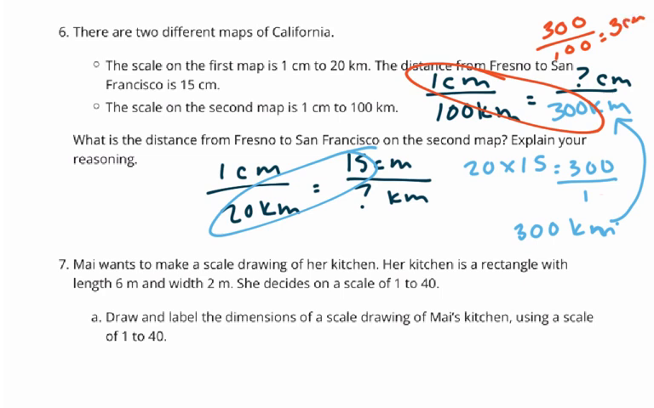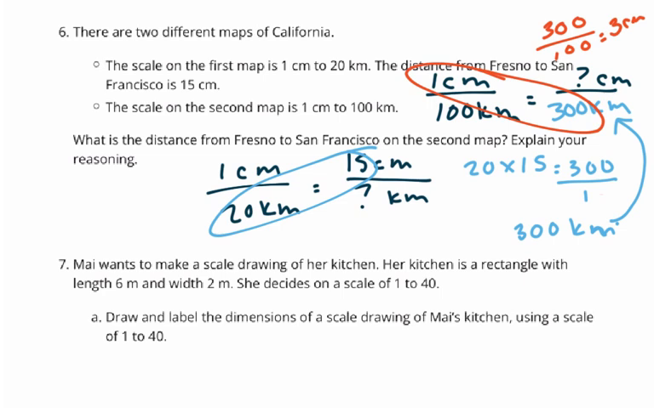So in this answer, it says, what is the distance from Fresno to San Francisco in the second map? Explain your reasoning. The distance from Fresno to San Francisco is 3 centimeters. I know this because I had to find the real distance using the first map scale and the information they gave me to find out that Fresno to San Francisco is 300 kilometers. After I knew the real distance, I could use the real distance and the scale of the second map to see how many centimeters it would be on their map.